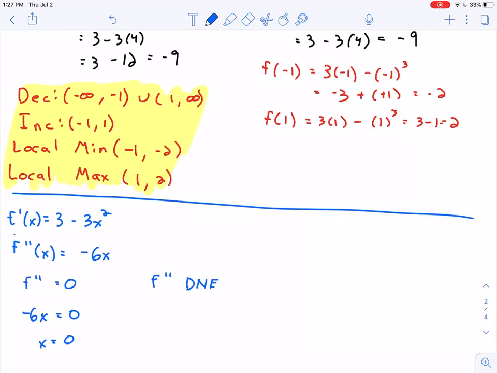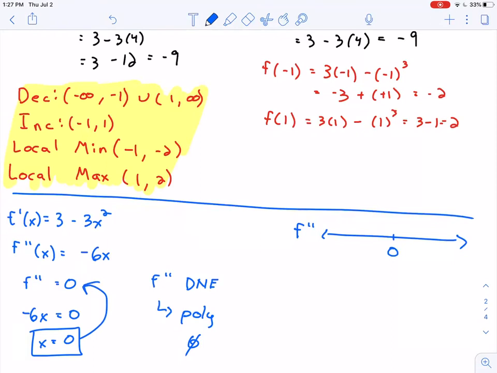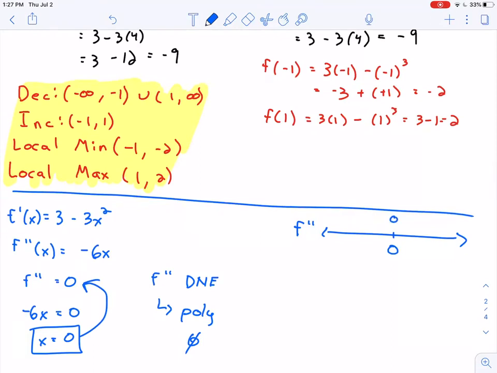Look at f double prime. Here we have yet another polynomial. So f double prime is a polynomial. It exists everywhere. We're not going to have any additional partition numbers here. So let's go make a number line for our second derivative. Here's f double prime. We only had one possible partition number of 0. And it might not be a bad idea to write the behavior of our second derivative. We set our second derivative equal to 0 there, so I'm going to put a little 0 right above that.